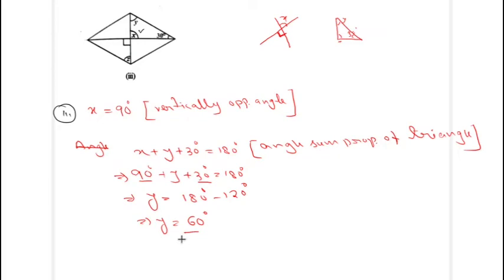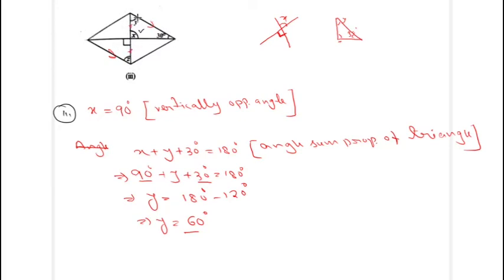Okay, now see, the value of y we have taken out. Now we just have to find the value of z. Now how to find it? See, we have only one option left. These two sides are parallel. Yes, this side and this side. These two sides are parallel, and this line is the transversal over here. These two lines are parallel and this is the transversal.